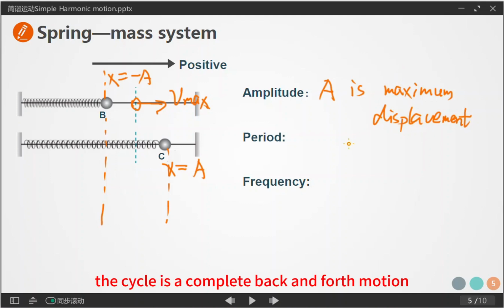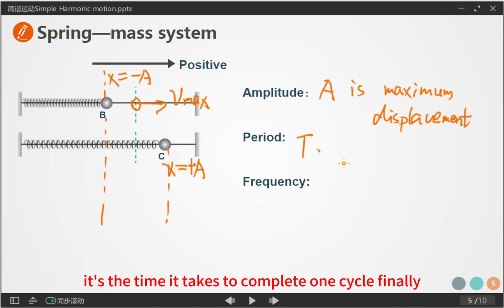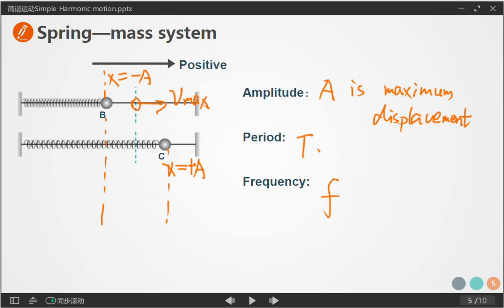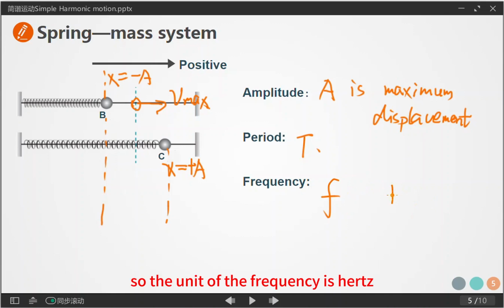The cycle is a complete back and forth motion from an initial point back to the same point, like from x equals minus a to x equals plus a, and back to x equals minus a. And the period T is the time it takes to complete one cycle. Finally, the frequency f is the number of complete cycles per second, measured in hertz. So the unit of the frequency is hertz.